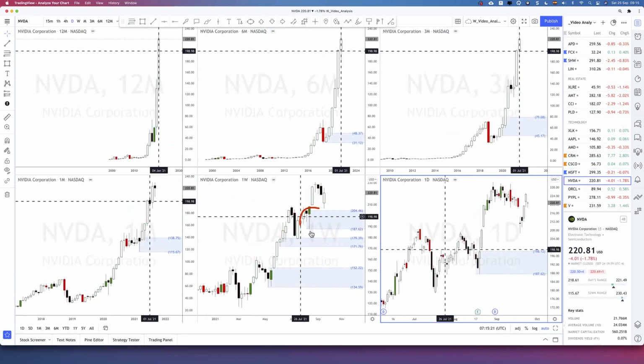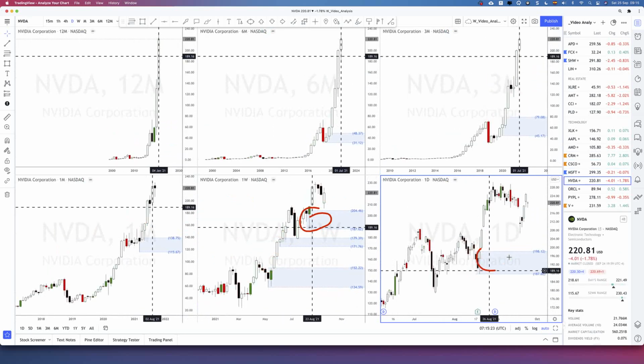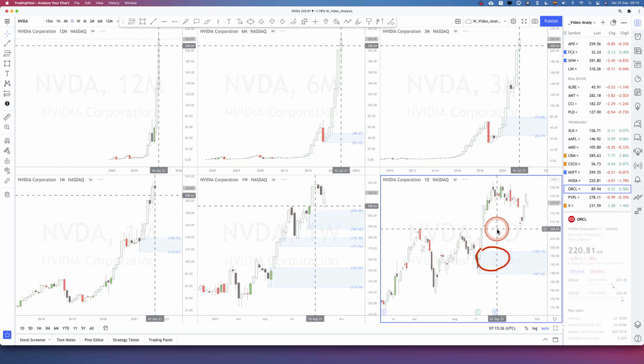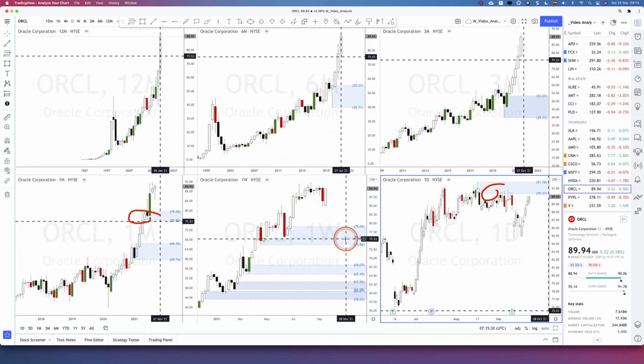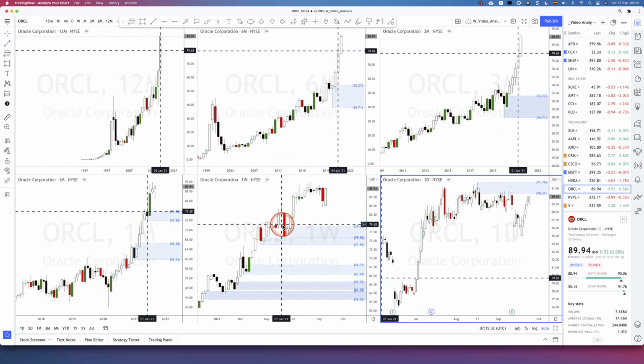Nvidia, it did not retrace to that weekly area of demand, and the nested area of demand is trying to break all-time highs again. On Oracle, no retracement to the monthly or the weekly, the daily out of alignment, waiting for new levels or a bigger retracement.